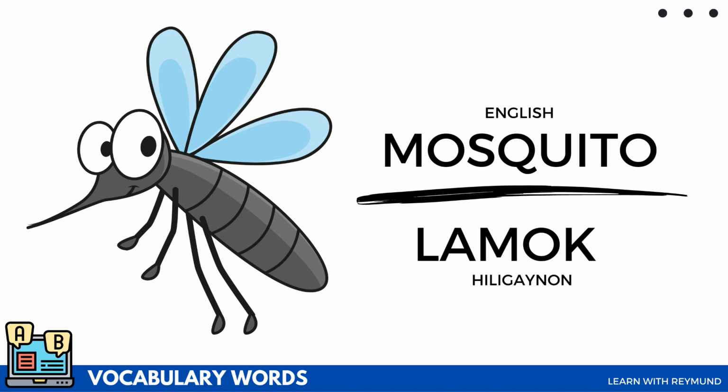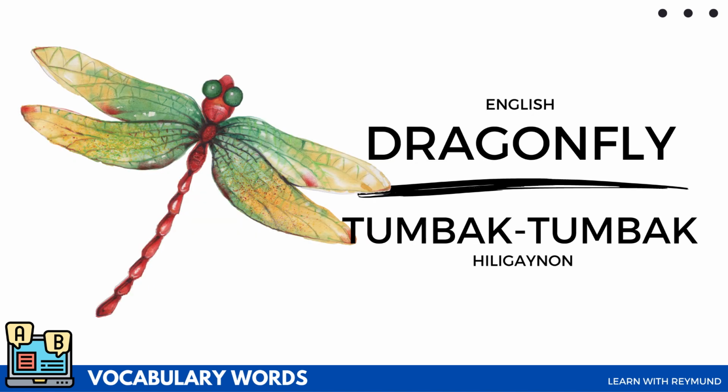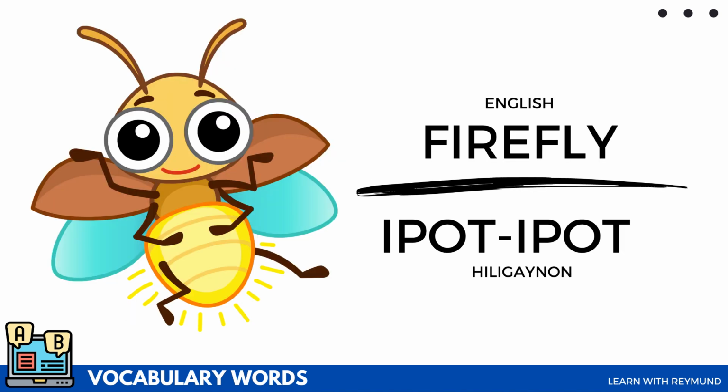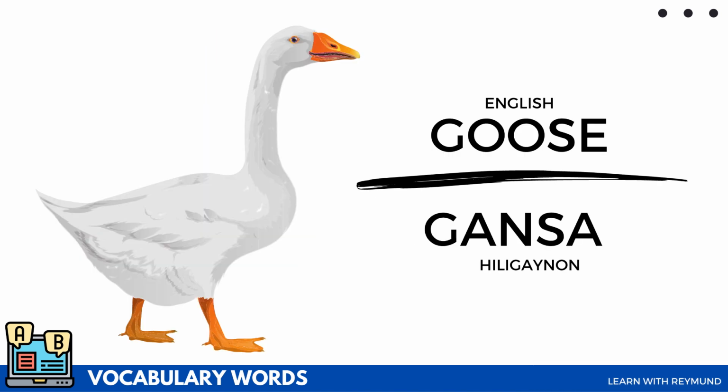Mosquito, lamok. Dragonfly in English, and tumbak-tumbak in Hiligaynon. Dragonfly, tumbak-tumbak. In English, it's a bee, and in Hiligaynon, it's a buyog. Bee, buyog. We also have a firefly in English, and in Hiligaynon, it's an ipot-ipot. Firefly, ipot-ipot. A goose in English is gansa in Hiligaynon.